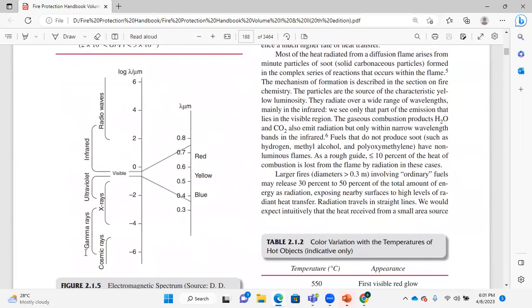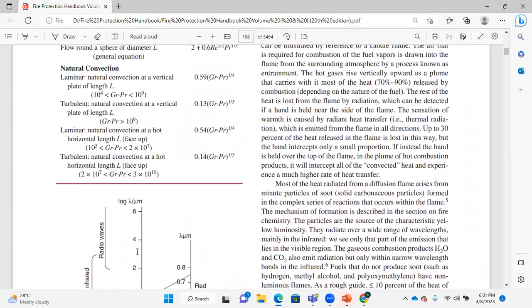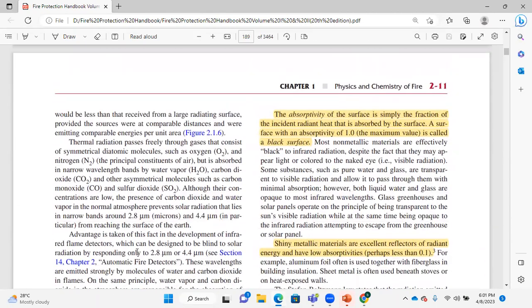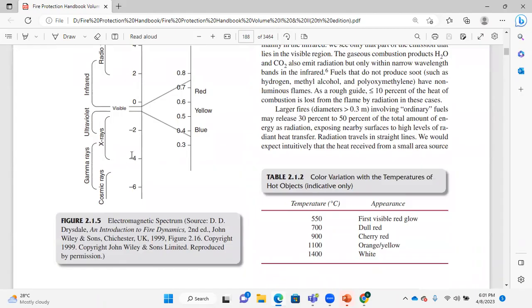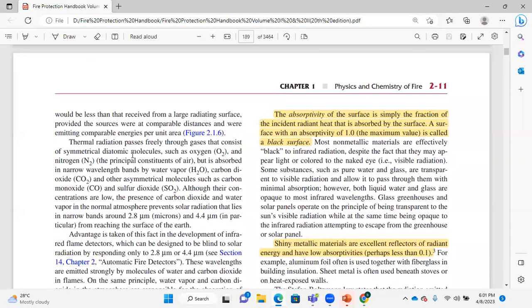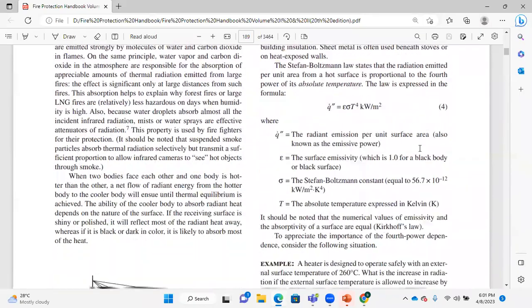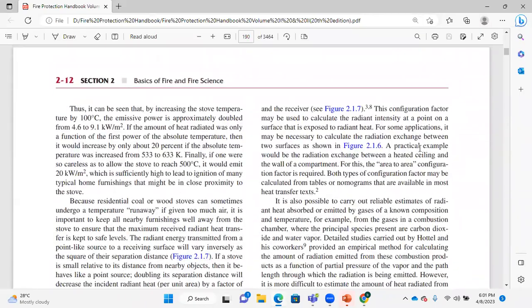See here, this is the graph that we have discussed about the cosmic rays, gamma rays, X-rays, ultraviolet, infrared, radio waves. If you remember, we have discussed this graph. Cosmic rays has the lowest values, right? So like this we have discussed it. This is important. This graph is available in the slides. Absorbability we have discussed. Black surfaces maximum absorbability, shiny surface less absorbability, less than 0.1. So all this you can highlight, but other than that you can skip it out.